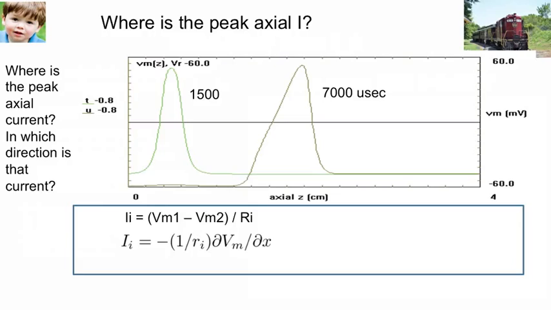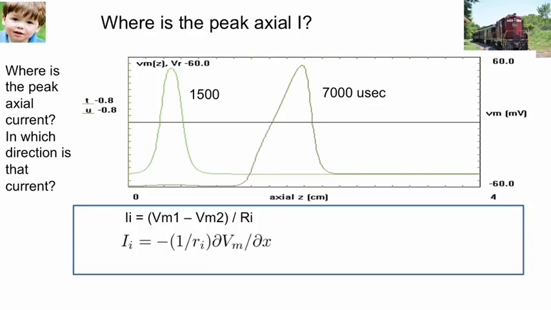For each of these traces, let's say, where is the peak axial current, and in which direction is that current? Well, we know the answer to that from the work before. It goes as the derivative with respect to x. Not the derivative with respect to time, but the derivative with respect to x. And the current flows downhill, so there's a minus sign.